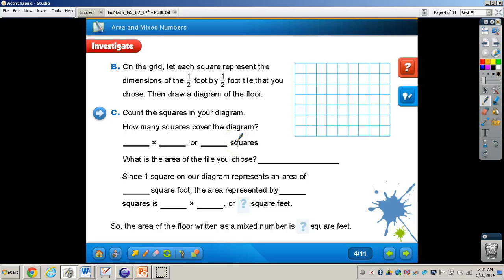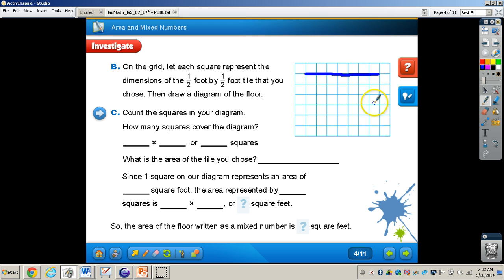Okay, now we have a grid that we're going to look at for section B. It says on the grid, let each square represent the dimensions of the 1.5 foot by 1.5 foot tile that you chose, then draw a diagram for the floor. So each square here represents a tile. So remember the closet is 2.5 feet by 3.5 feet. Okay, so what we will do is, remember this is 1/2, this is 1, 1.5, 2, 2.5, 3, and then 3.5.